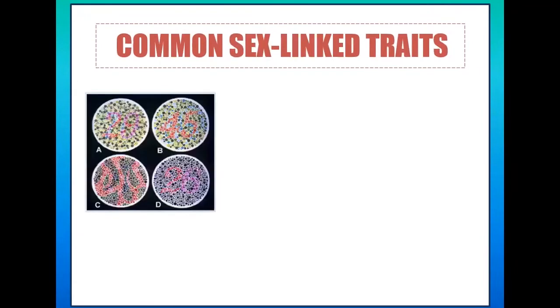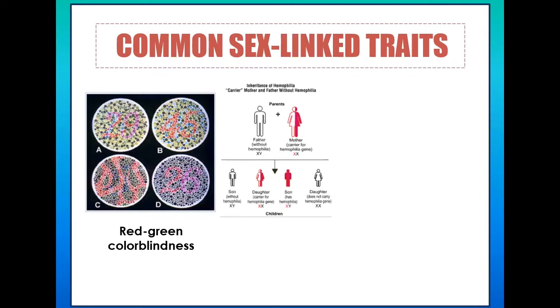So here are the common sex-linked trait examples. First we have red-green color blindness. This is a condition in which the person has the inability to differentiate red and green colors. Another common sex-linked trait is hemophilia. Hemophilia is a condition where individuals are missing the normal blood clotting protein. So if he has a wound, there is continuous flow of blood out of his body. Okay, so that is hemophilia.